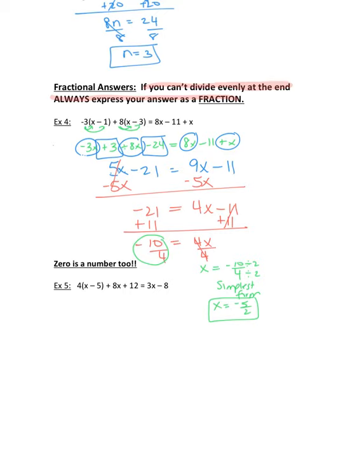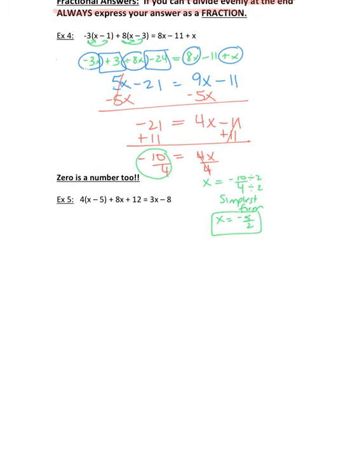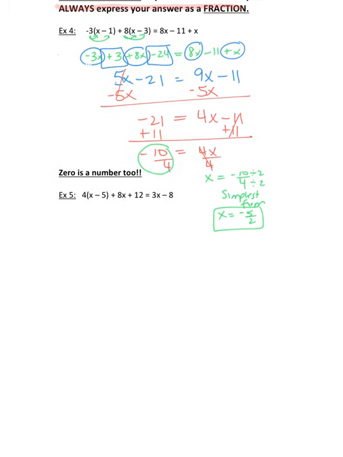And the last example is where you might come across 0, and it might feel uncomfortable. It might feel like you're getting the wrong answer, but 0 is a number too. So I titled it 0 is a number too. So you'll see that in this example. If I were to distribute first, I have 4x minus 20. Bring everything else down.